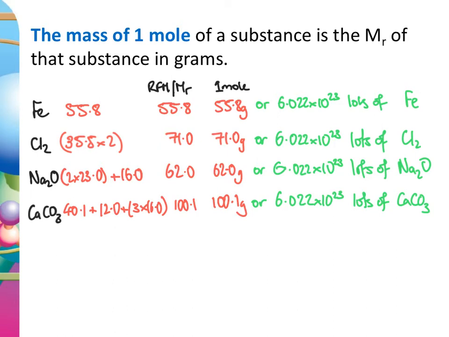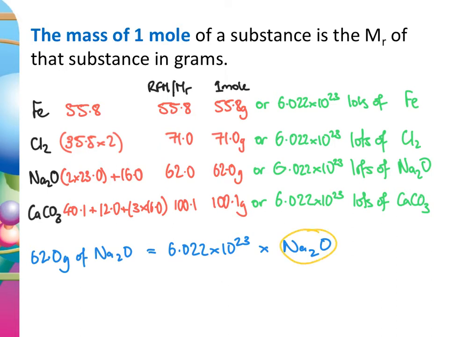Now let's just take that a little bit further, and let's just focus on sodium oxide. So if we have 62.0 grams of sodium oxide, then we have 6.022 times 10 to the 23 lots of sodium oxide. So I can write what I've just said like I have done here in the blue. Now we've got 6.022 times 10 to the 23 lots of sodium oxide, but let's think about what sodium oxide is. What is that made up of? Well, we said that that formula was 2 times the sodium ions and 1 times the oxide ions.